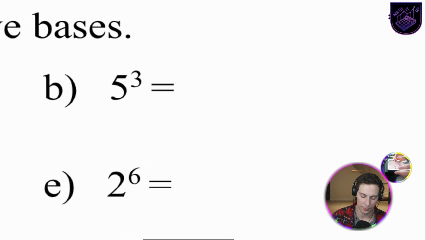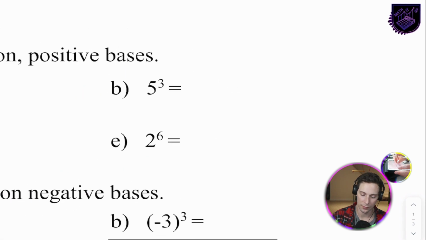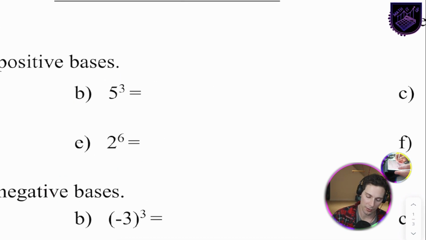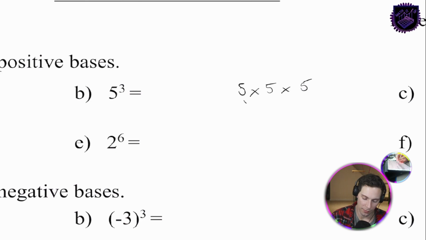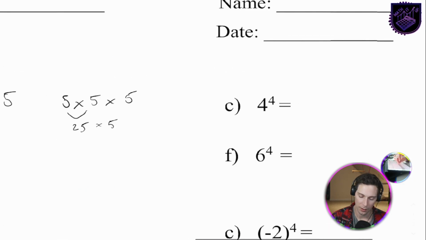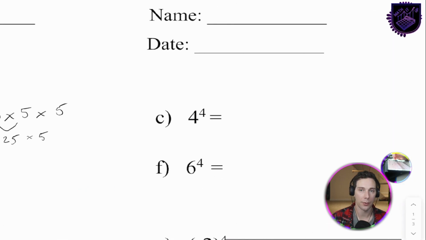1b, 5 to the 3rd power. So I'm going to do this over here. 5 times 5 times 5. So this is going to be 25 here. And 25 times 5 more is going to be 125. That's our answer.